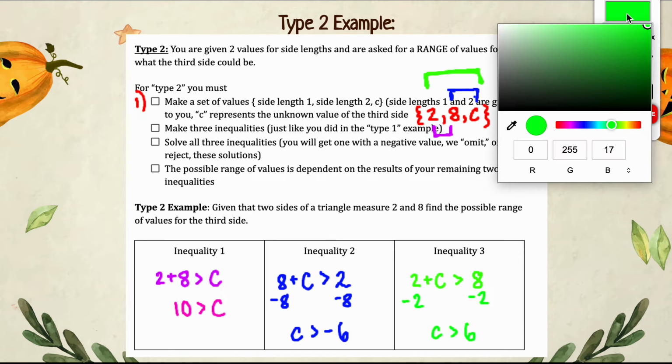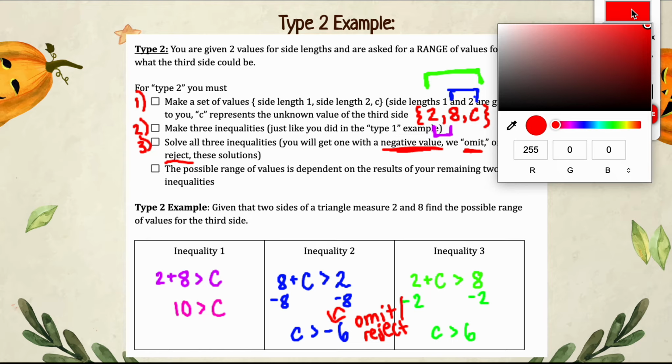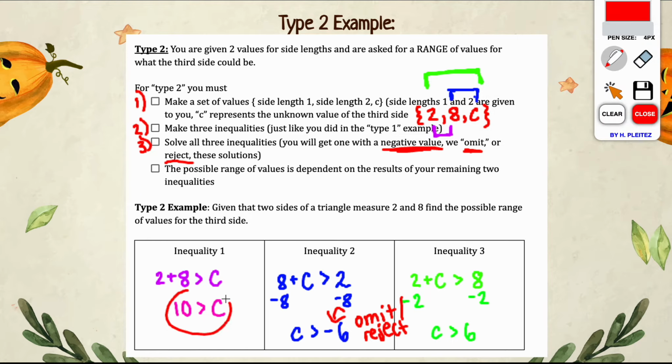Now, this third step of our process, where it says we're going to get one with a negative value. In this case, we have to omit or reject that solution, because remember, C represents a side length of a triangle. You can't have a negative side length of a triangle. So this negative piece is messing us up. So we're just going to literally write the words omit or reject next to that solution. And you can even draw an arrow to that, right? It's showing I am not considering this in my solution set at all. But the two conditions that we do need to consider are these two right here.